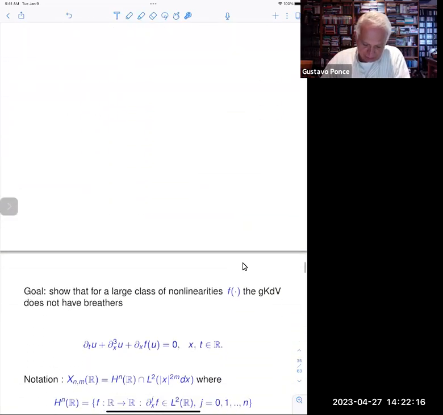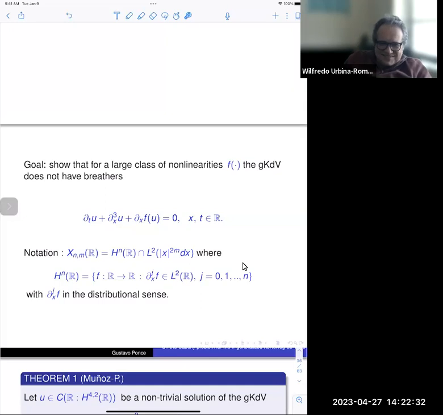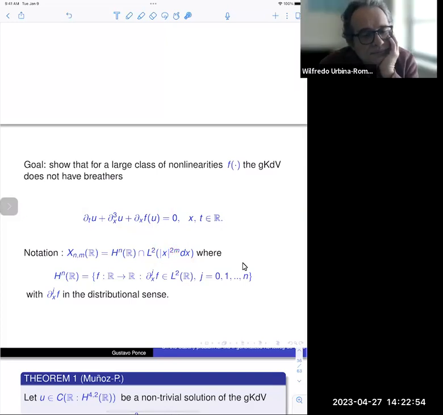Okay. Then the good thing would be to show that there are a lot of breathers. But since this is very complicated to find, it's much easier to prove that there is no breather. Then the goal is to show that for this equation, the generalized KdV, whether you put a power here or not, you don't have breathers. Okay? And we are going to use the notation that this is Hn, that you have n derivatives in L2, and you are in L2 with this weight. That means that you have enough decay.